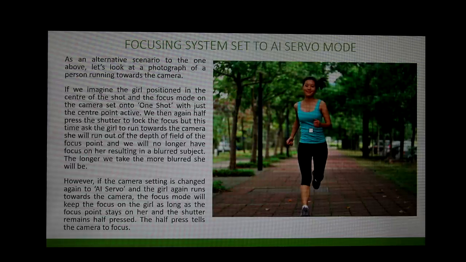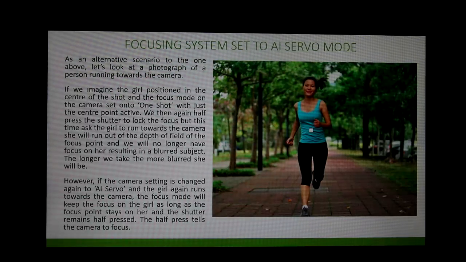However, if the camera setting is changed again to AI servo, and the girl again runs towards the camera, the focus mode will keep the focus on the girl as long as the focus point stays on her and the shutter remains half-pressed. The half-press tells the camera to focus.